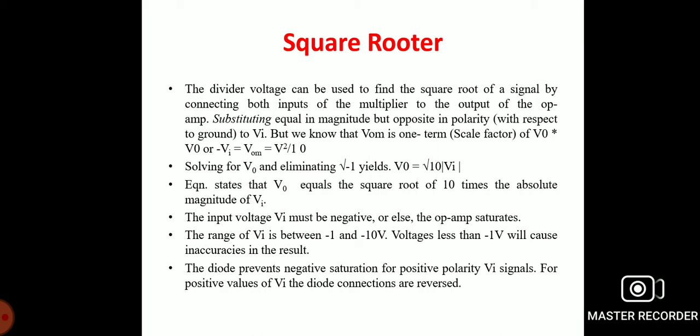Since the equation states the output voltage equals the square root of 10 times the absolute magnitude of Vi, the input voltage Vi must be negative or else the operational amplifier saturates. The range of input voltage is between -1 and -10; a voltage less than -1 will cause inaccuracy in the result. The diode prevents negative saturation for positive polarity of the Vi signal. For positive values of Vi, the diode connections are reversed.